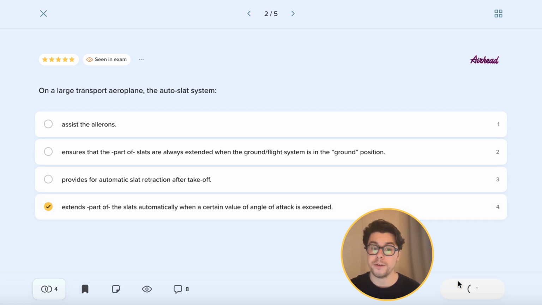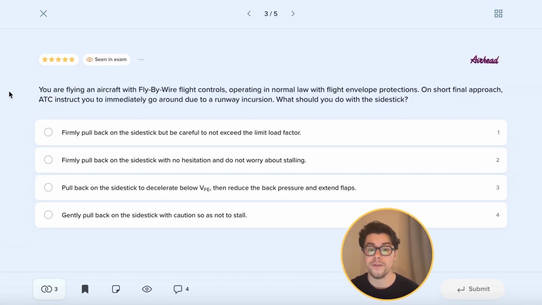And for question number 3. You are flying an aircraft with fly-by-wire flight controls operating in normal law with flight envelope protections. On short final approach, ATC instructs you to immediately go around due to a runway incursion. What should you do with the side stick?